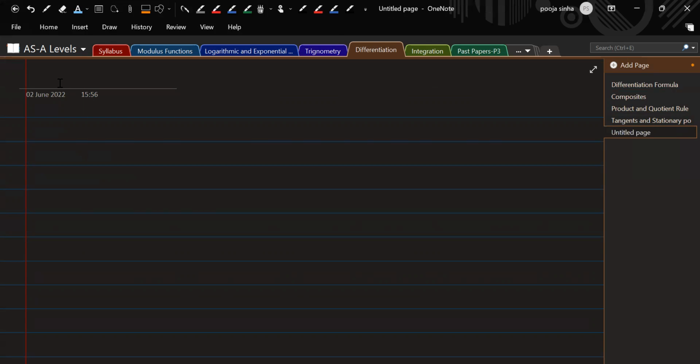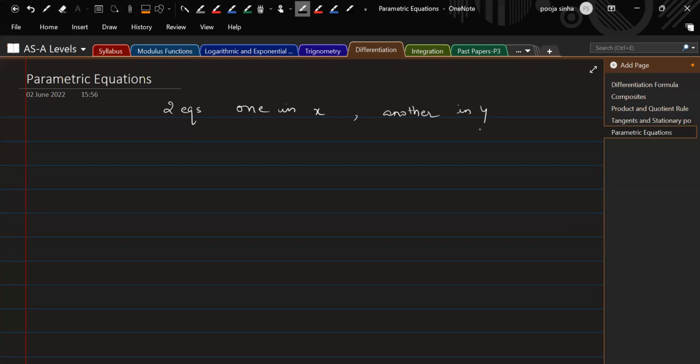Now this is called the last topic. Parametric equations. Theek hai? Now parametric equations mein aisa situation hoga aapke paas ki you will have two equations. Theek hai? One in x, another in y.